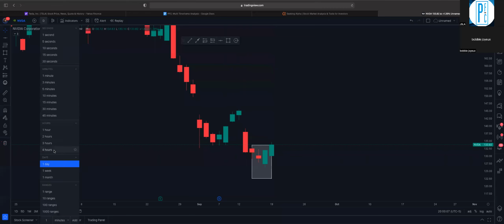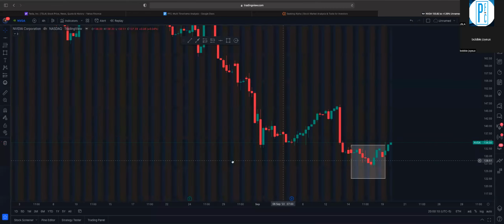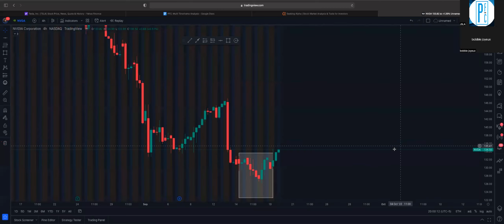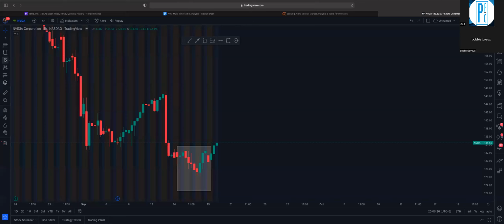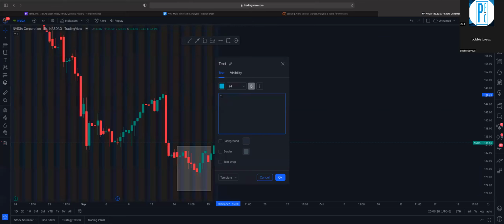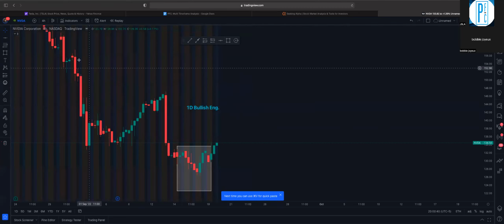So let's go down to the 4 hour. So right now on the 4 hour, I don't see too much, right? I don't really see too much on the 4 hour time frame on NVIDIA. So right now we don't have anything on the 4 hour time frame, but we could put in our notes, we have a 1 day bullish engulfing.